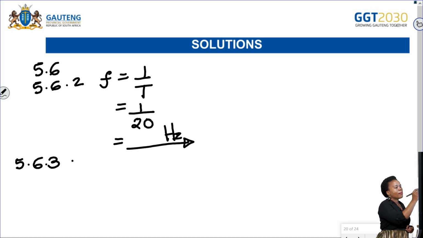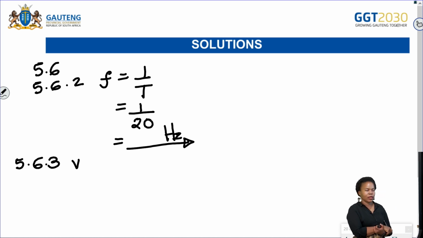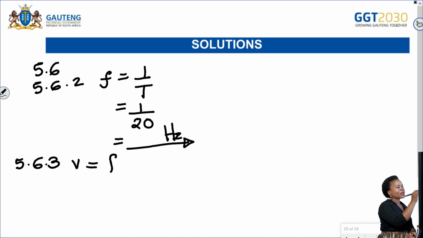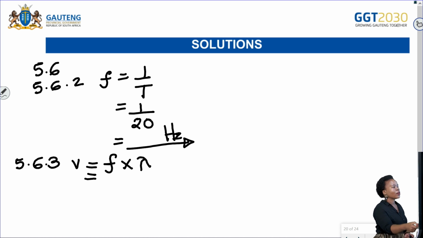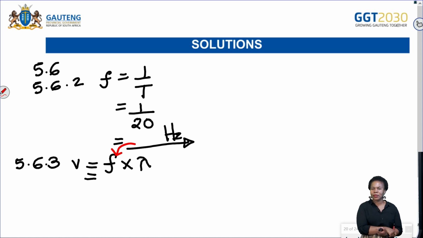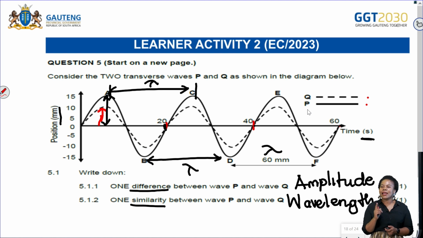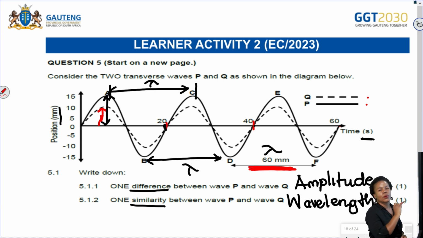5.6.3. My wave speed is given as v equals frequency times lambda. So I already have my frequency, which is the answer I got from the top calculation. I already have my lambda. However, there's something wrong with my lambda. My lambda is given in millimeters, and I know that my lambda needs to be in meters.